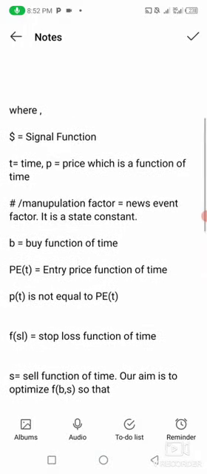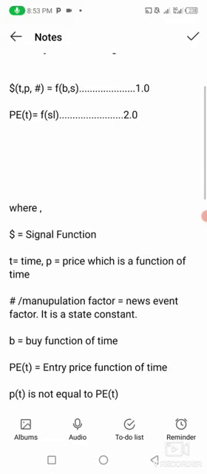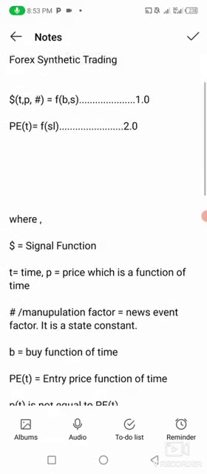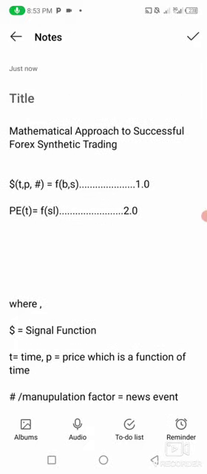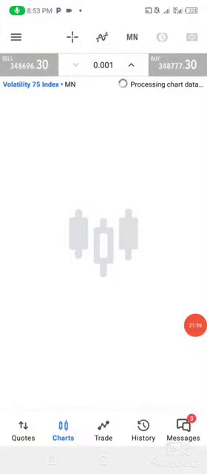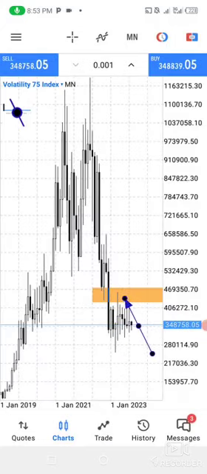This zone is actually subject to these equations. That zone satisfies these equations, but I'm going to specifically list the ones it satisfies, because it will not satisfy all of them. Other ones will be treated accordingly as I progress. It satisfies this equation: the signal function with respect to time, position or price, where P is price, and then hash, the manipulation factor. This signal function, which is a function of buy and sell, is actually satisfying this zone. Why?